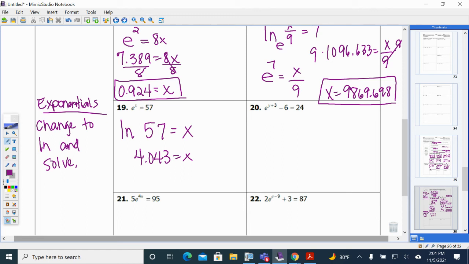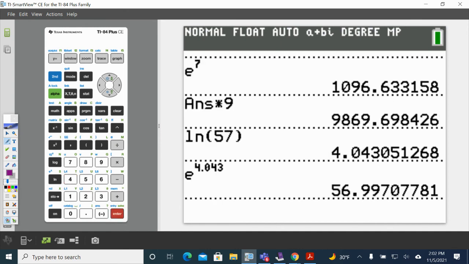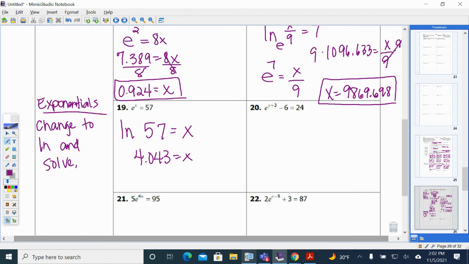And again, you can substitute that back in to check. e to the 4.043 should give me 57 or something very close to, and it does. Number 20, the first thing that we need to do on this is get the exponential part by itself. So I'm going to add 6: e to the y plus 3 equals 30. Now change it to logarithmic or natural log. Natural log of 30 is equal to y plus 3.